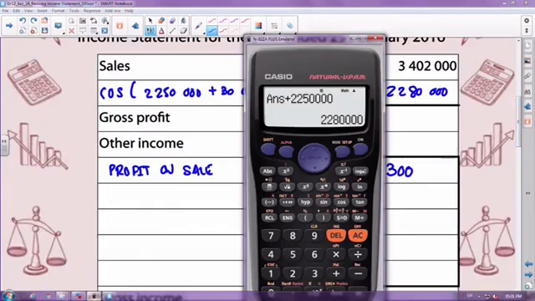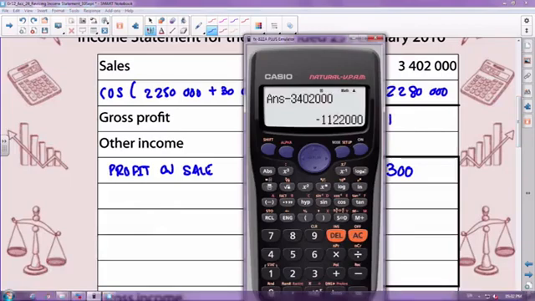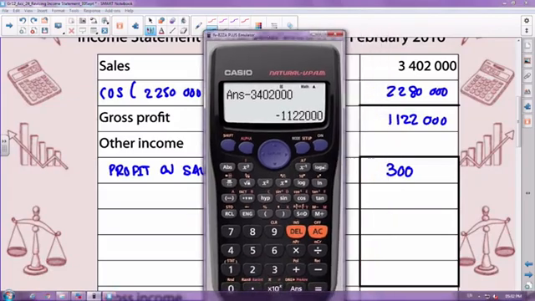Again, using the shortcut, minus 3,402,123, and that gives me a figure of 1,122,000. So what was that? It was my sales less my cost of sales. Clear, guys? Okay, now let's go on to the next adjustment.